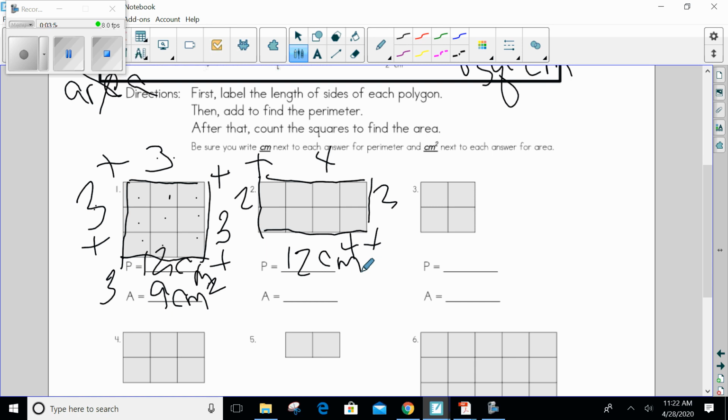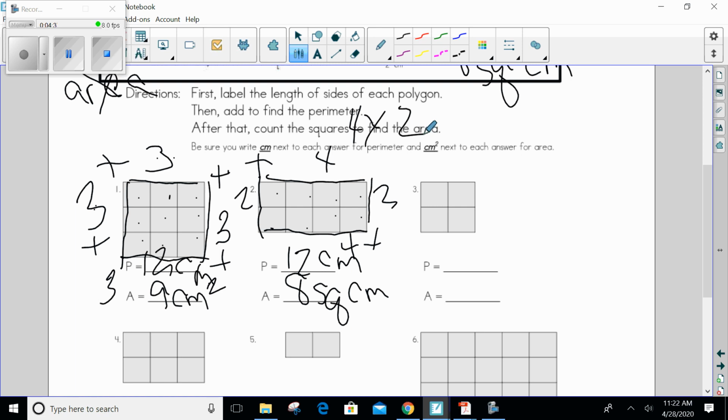Now let's look at that again. The perimeter is exactly the same, but it's a different shape, isn't it? And let's see if our area is going to be the same. If I do the area, I'm counting the squares: 1, 2, 3, 4, 5, 6, 7, 8. It'd be 8 square centimeters, or 8 centimeters squared. Or you can multiply 4 times 2, and it becomes 8. Length times width equals your area.